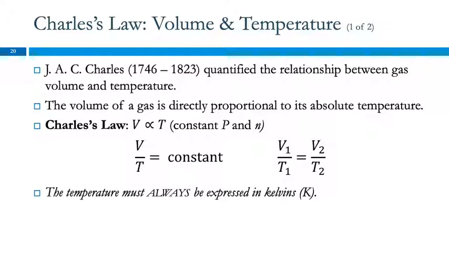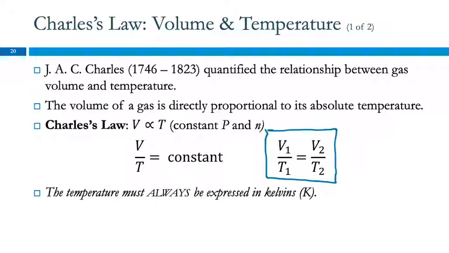Okay, J.A.C. Charles studied the relationship between volume and temperature. This is in the 1800s. He found that the volume of a gas was directly proportional to its temperature. Not inversely proportional, but directly proportional. We typically express Charles' law as V1 over T1 is equal to V2 over T2. And again, I'm not going to make you remember that that's Charles' law.